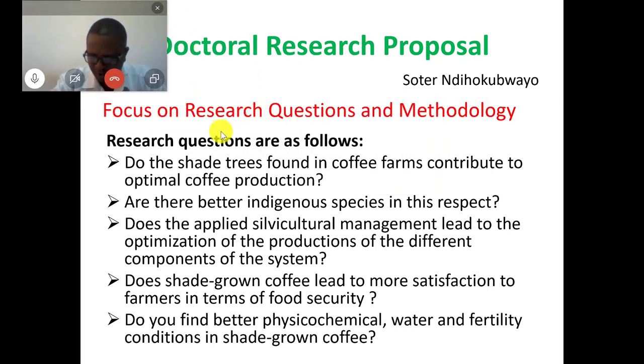I'm going to work on analysis of soil, water, and nutrient dynamics in a coffee-based agroforestry system. My research questions are: do the shade trees in coffee farms contribute to optimal coffee production? And here, are there any better indigenous species in this respect? Do the applied agricultural management practices lead to optimization of the productions of the different components of this agroforestry system? Or does the shaded coffee lead to more satisfaction to farmers in terms of food security? Do you find better physical and chemical soil, moisture, and fertility conditions in this shaded coffee?